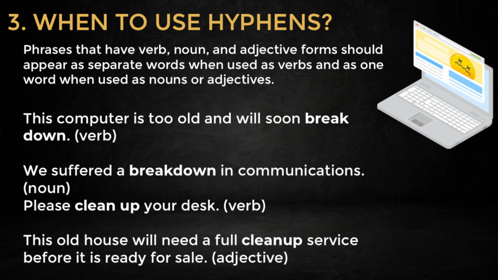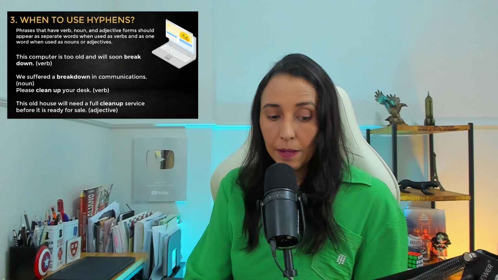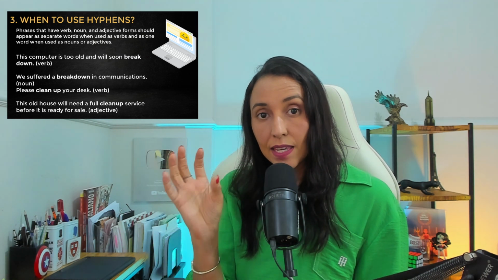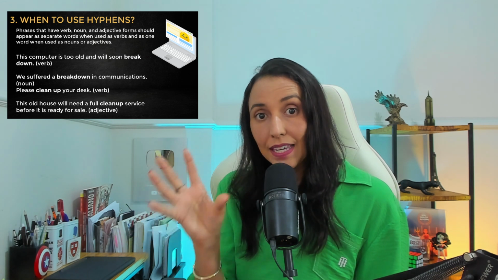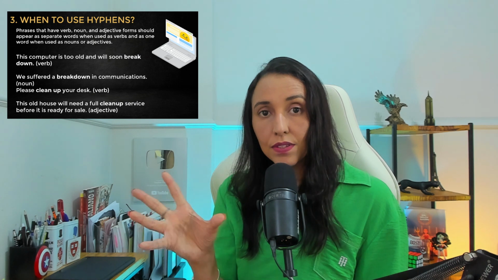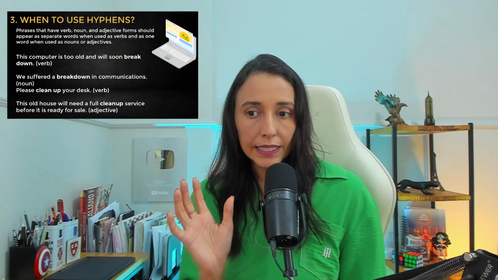Phrases that have verbs, nouns, and adjectives should appear as separate words when used as verbs and as one word when used as nouns or adjectives. Okay, guys, some words can work as verbs and they can work as nouns. If that's the case, and you're using that word as a noun, for example, or as an adjective, they need to be one. You don't use hyphens. Look at the example that will make this clear, okay?